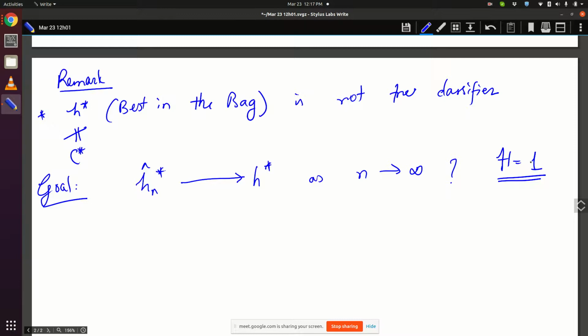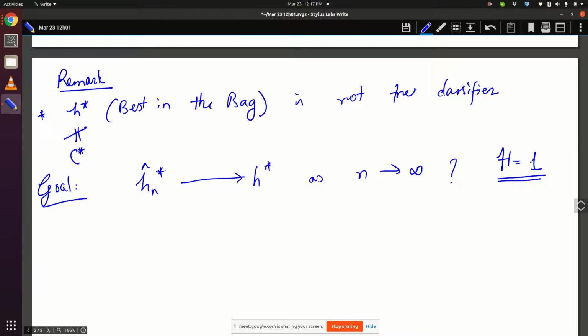So it immediately reaches. The issue is when there are too many elements, so this itself may not happen. If it doesn't happen, what is the meaning? Suppose I cannot guarantee this. Then what do we do? Suppose as n tends to infinity, Hn hat star doesn't go to H star. Then what can be done?